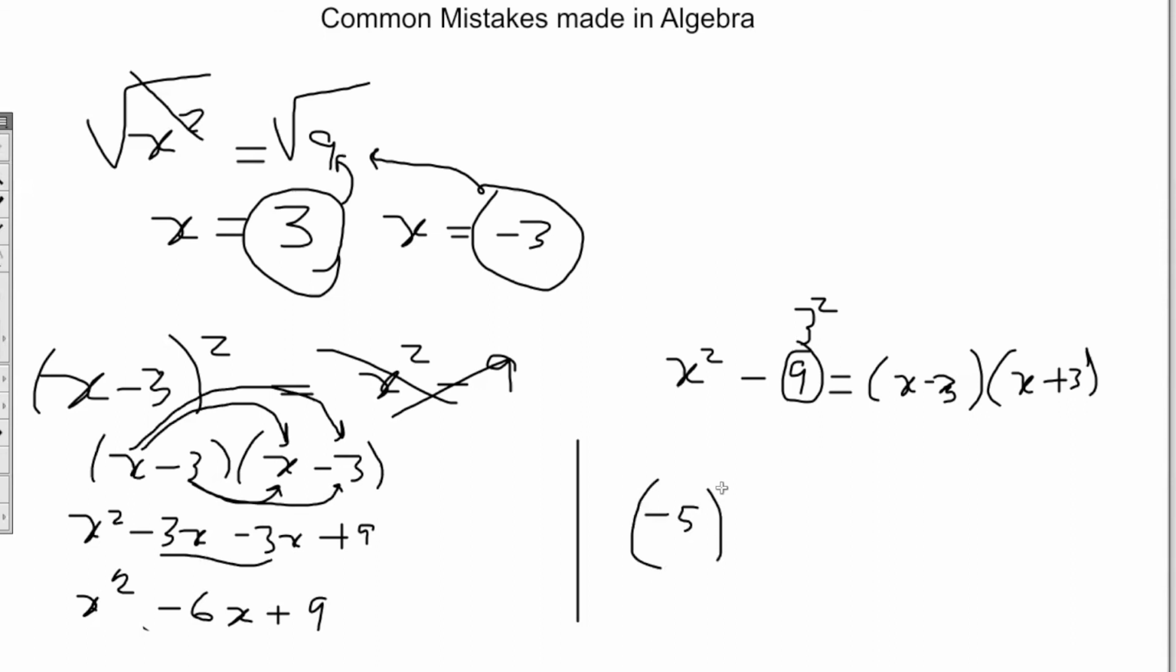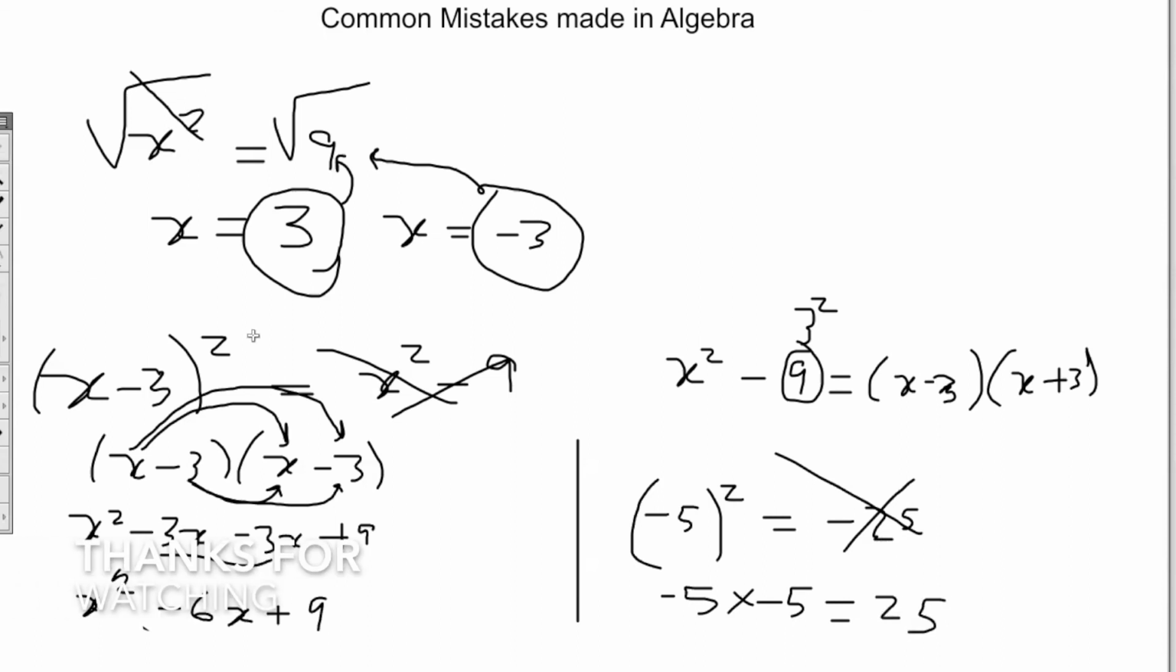Now finally, let's look at this. If I have minus 5 all squared, students will say this is negative 25 squared, but that is not correct because here minus 5 all squared is negative 5 times negative 5, and that gives us positive 25.